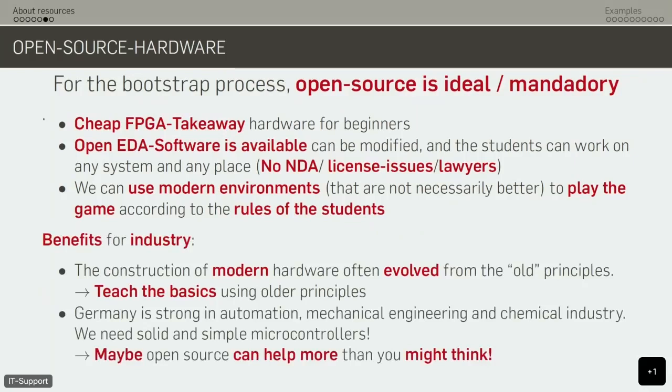Germany is strong in automation, mechanical engineering, and chemical industry. So what we need is solid and simple microcontrollers. And so I think open source in its state at the moment can help more than you might think. Some people I talk to always say, well, but you have to make 7 nanometer chips. And I say, no, we don't have to, because we are strong in automation and mechanical engineering, and there we need rock-solid old technology.